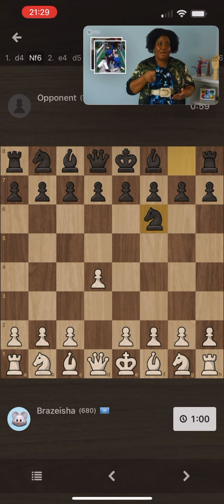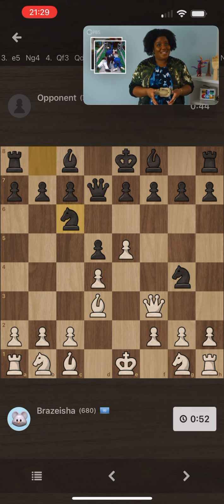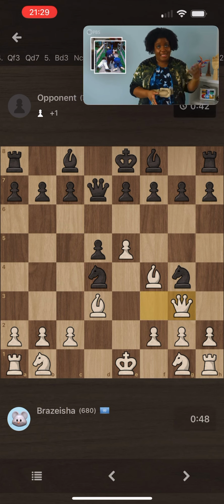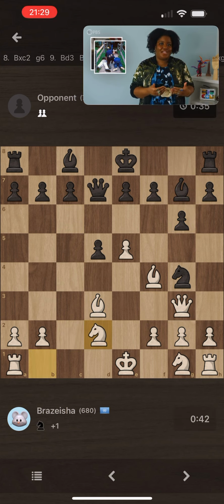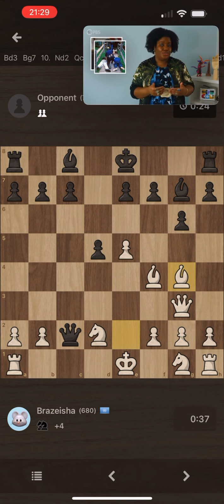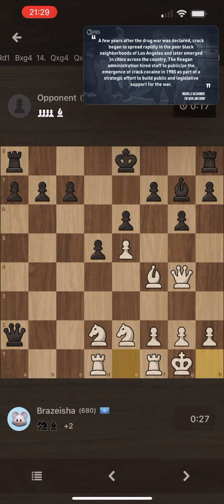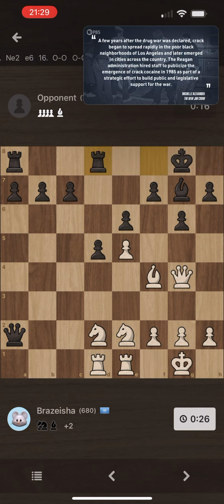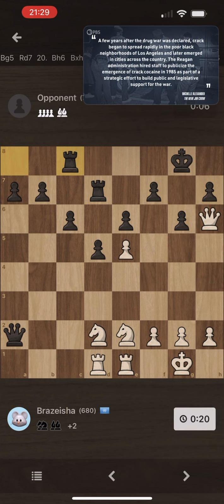Popular wisdom connects these policies to the rise of crack cocaine across the U.S. However, according to Alexander, the official political campaign in 1982, known as the War on Drugs, actually predates the rise of crack cocaine addiction it was commonly assumed to address. She writes, "A few years after the drug war was declared, crack began to spread rapidly in the poor Black neighborhoods of Los Angeles and later emerged in cities across the country.